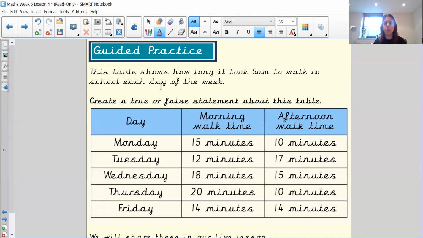I'd like you to pause the video now and write down a true and false statement for me. I'm going to challenge you a little bit more about this table. If you put it onto Tapestry, I will have a look at it and I will try and answer it for you. So it needs to be a true or false statement about this table here. I've given you a true statement. I'd like you to think of your own true statement and your own false statement.